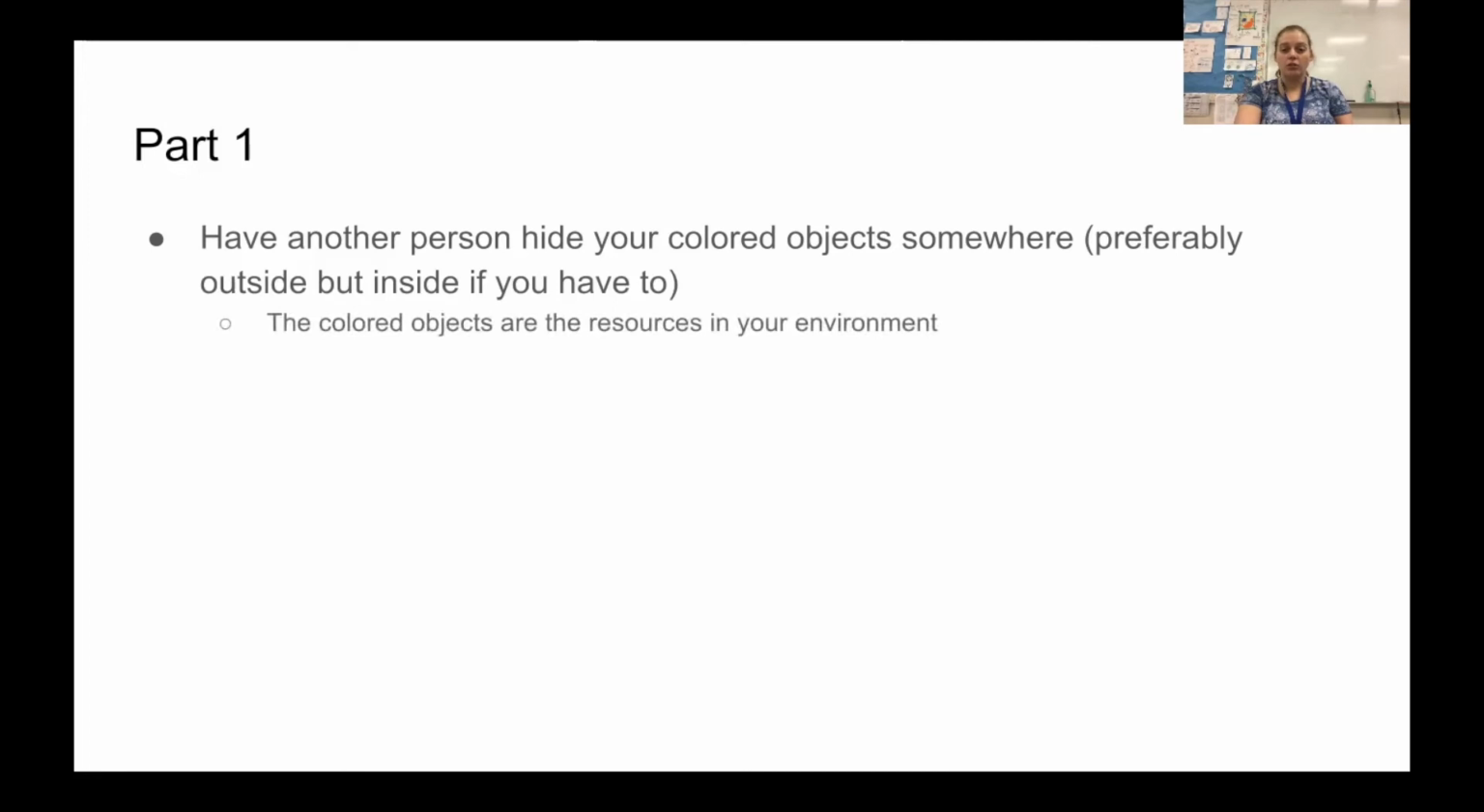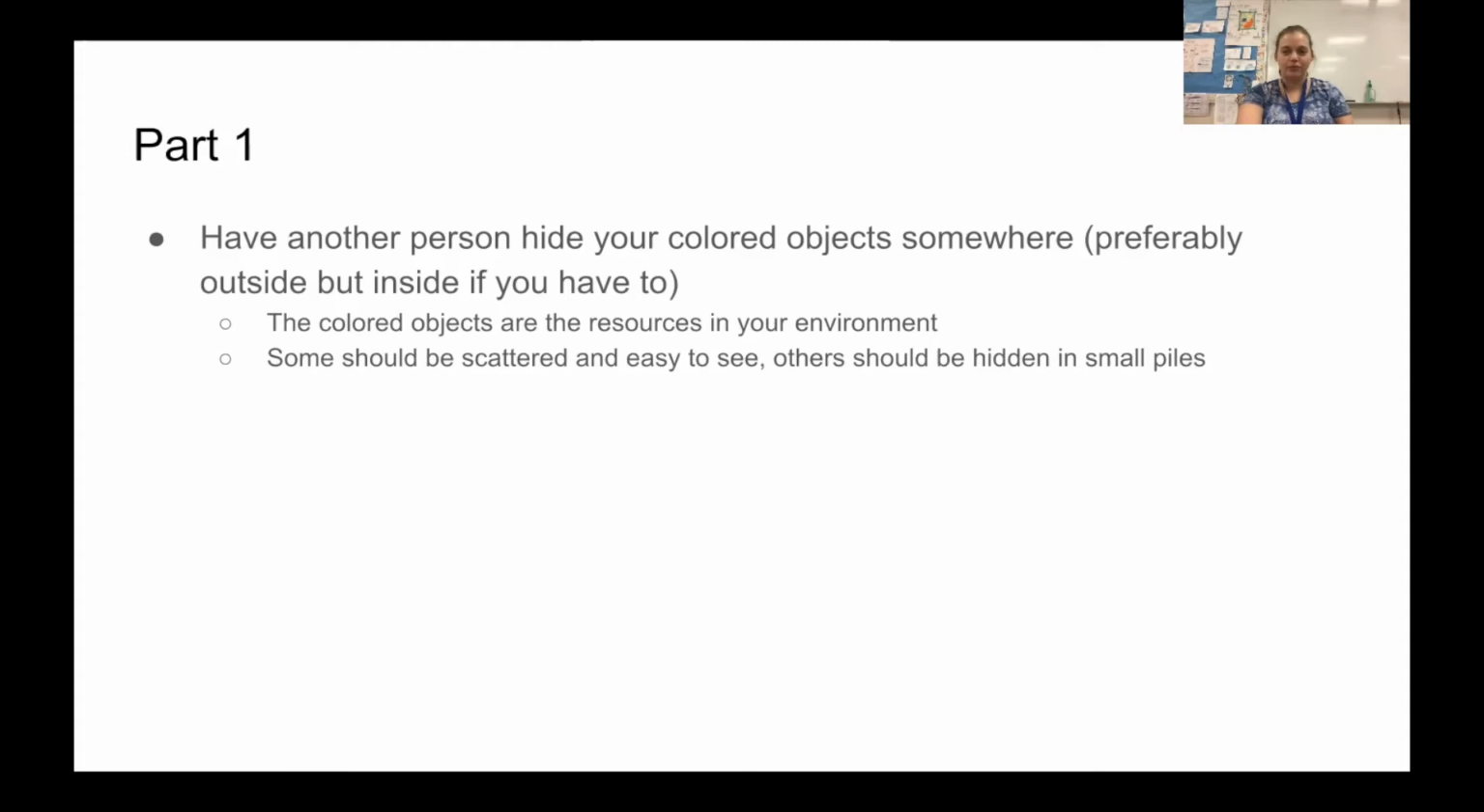Now, the colored objects are going to represent the resources in your environment. You're going to have access to all of those resources. So some of those should be scattered out and easy for you to find, and others should be hidden in small little piles in certain places. So have the other person think about those kinds of things when they are hiding your objects. Go ahead and have the other person do that. Pause the video until they tell you those objects are hidden.